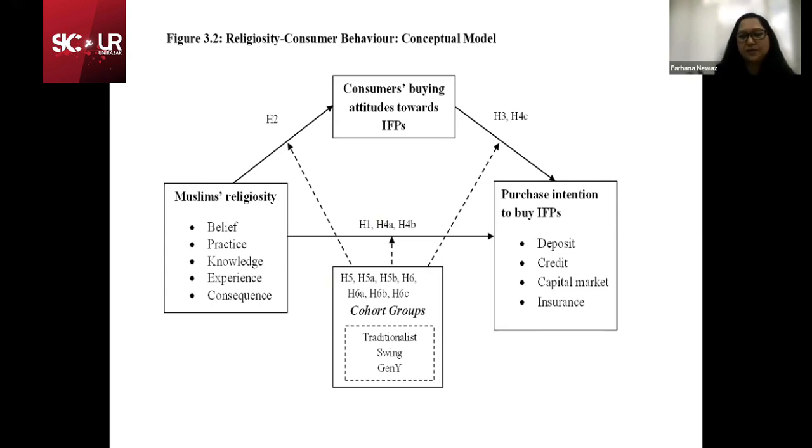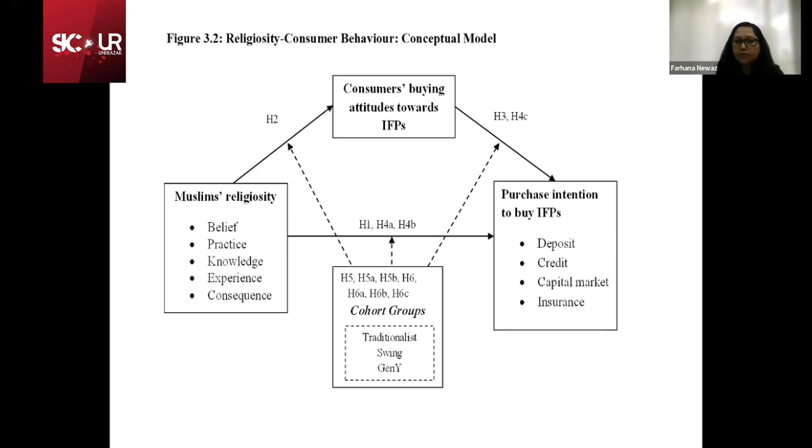Or you can say this product is actually not good, it's negative, and then you will not go for purchasing it. If the marketers can make you feel good, then your attitude will be positive towards that particular product, and then you will intend to buy it. So this is the process according to theory. But some studies say no, there is a direct relationship between the factors and the purchase intention towards Islamic financial products. So I just came up with this.